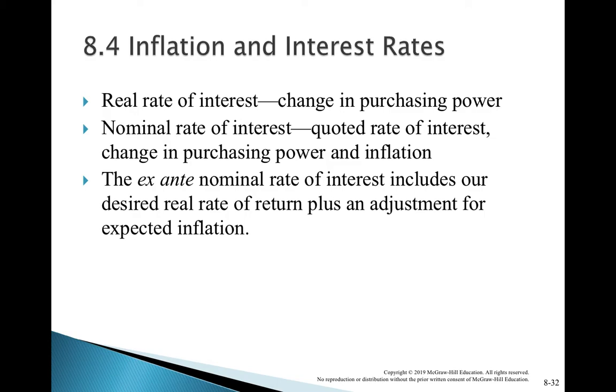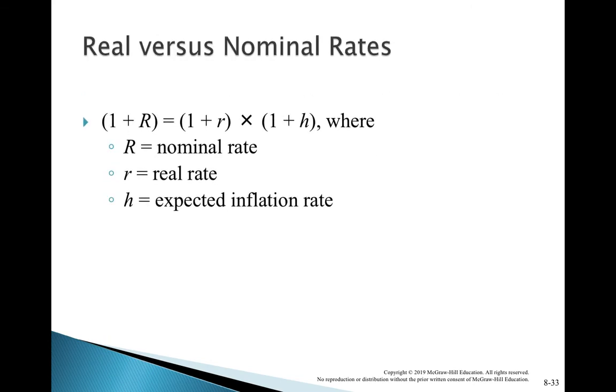The nominal rate of interest is the quoted rate of interest, before the change in purchasing power and inflation. The ex ante nominal rate of interest includes our desired real rate of return plus the adjustment for the expected inflation. 1 plus R is equal to 1 plus r multiplied by 1 plus h. The left-hand side, 1 plus capital R, is the nominal rate, and small r is the real rate. So 1 plus the nominal rate is equal to 1 plus the real rate multiplied by 1 plus inflation.